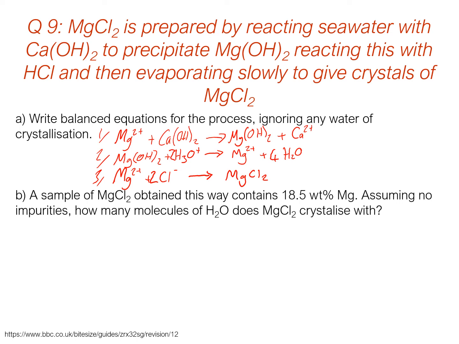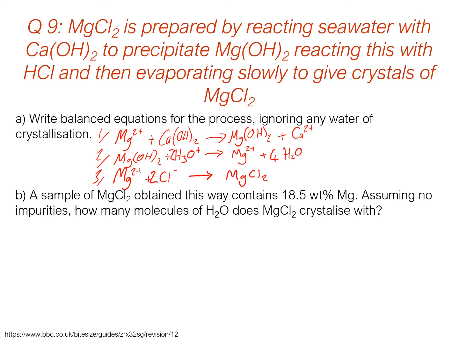So it says a sample of magnesium chloride obtained this way contains 18.5 weight% of magnesium. It's written slightly differently in the book, they say percent by mass, but it's the same. Assuming that there are no impurities, how many molecules of water does magnesium chloride crystallize with?